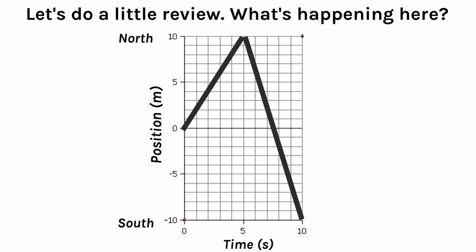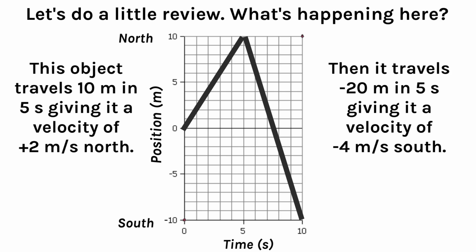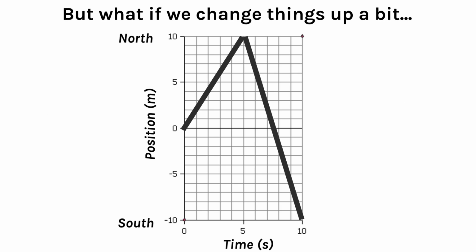What's happening here? This object travels 10 meters in 5 seconds, giving it a velocity of plus 2 meters per second north. Then it travels negative 20 meters in 5 seconds, giving it a velocity of negative 4 meters per second south. But what if we change things up a bit?